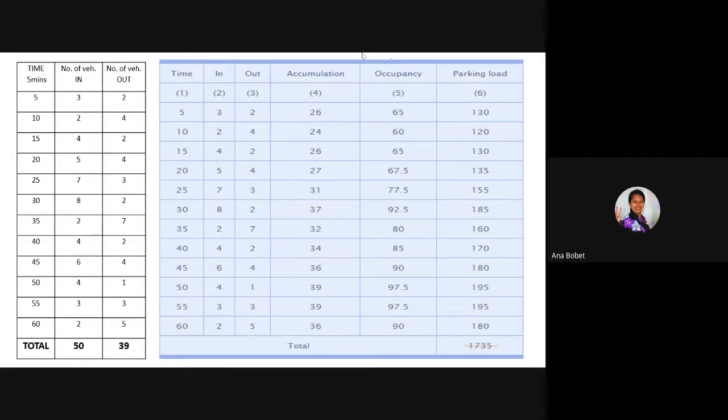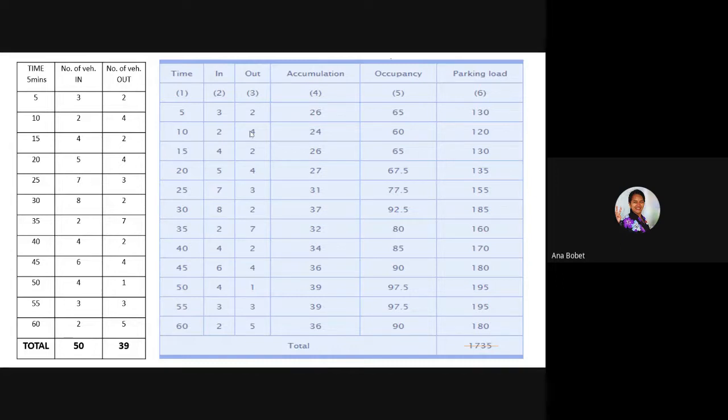Let's start then sa accumulation. Accumulation is ang in tulo, ang out duha. But ang initial nato nga counter is pila? 25. So 25 plus 3 minus 2, 26. Is that correct?